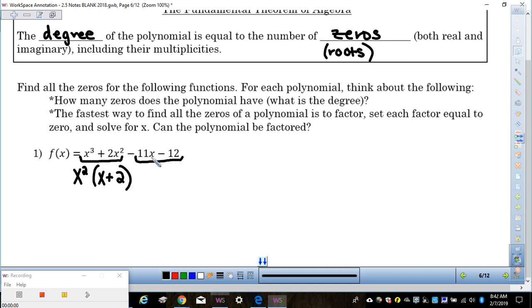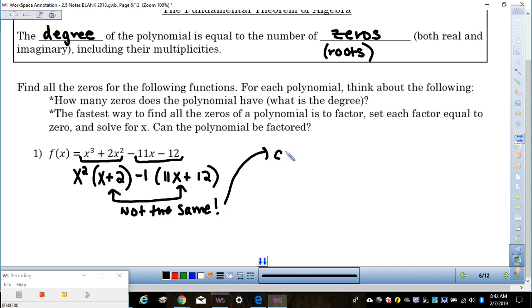Now in the second grouping, there really doesn't seem to be anything in common between the 11 and 12. We could take out a -1, something like this, turning it into 11x plus 12. But what we need to notice here is that the quantities in parentheses are not the same, and because of that we will not be able to use the factor by grouping method. So since it cannot be factored, we're going to need to do something else.